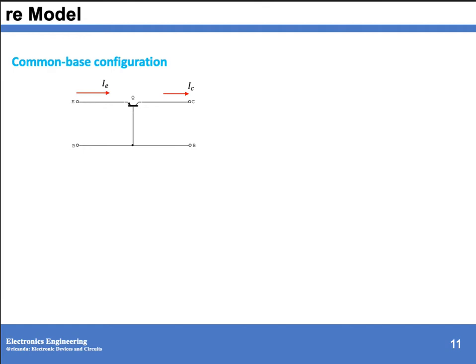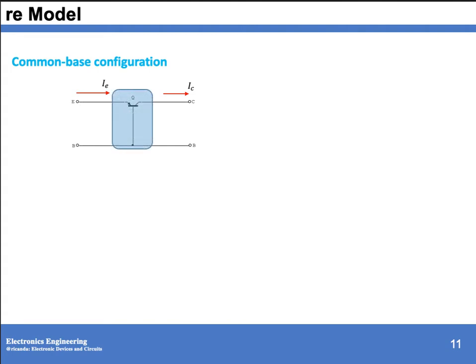So we begin with our r_e model in the common base configuration. So this is our configuration for a common base, where the base is common between your input and your output. Your input is the emitter and your output is at the collector. So we have this current at your input as your I_E. Then at your output, that will be your I_C. Then we have I_B going to the ground.